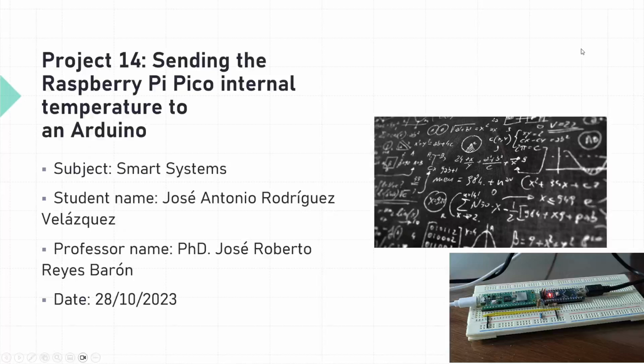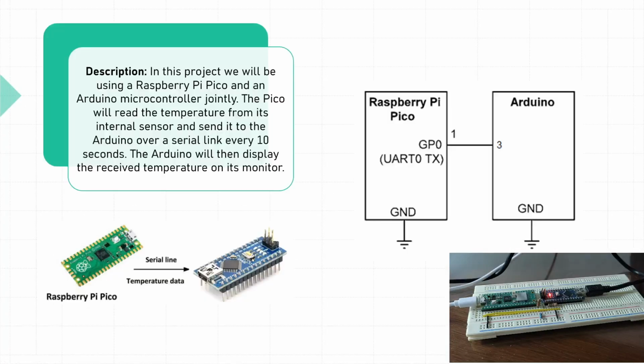Hi, welcome to project number 14 of our course on systems: sending the Raspberry Pi Pico internal temperature to an Arduino. In this project, we will be using a Raspberry Pi Pico and an Arduino microcontroller jointly. The Pico will read the temperature from its internal sensor and send it to the Arduino over a serial link every 10 seconds. The Arduino will then display the received temperature on its monitor.